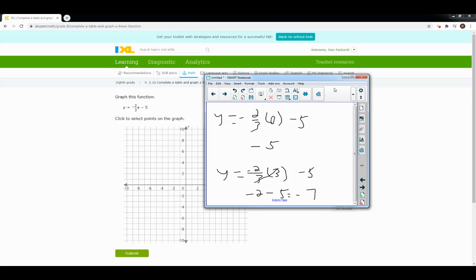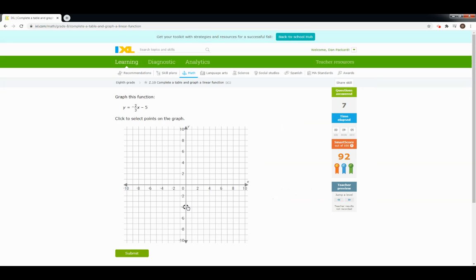Okay, so we'll have 0, negative 5. And what did I say? 3, negative 7. 2, 3, negative 7. That's 4. There we go. That's 3.